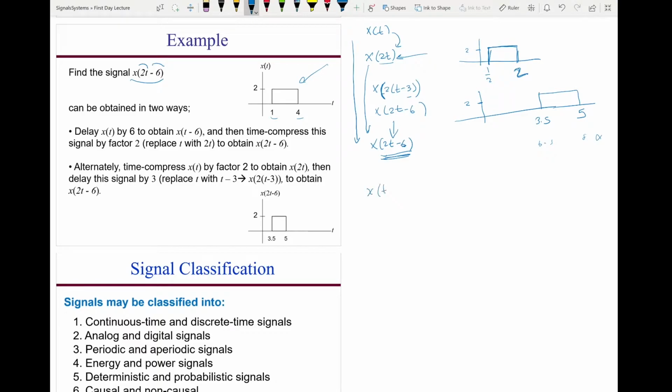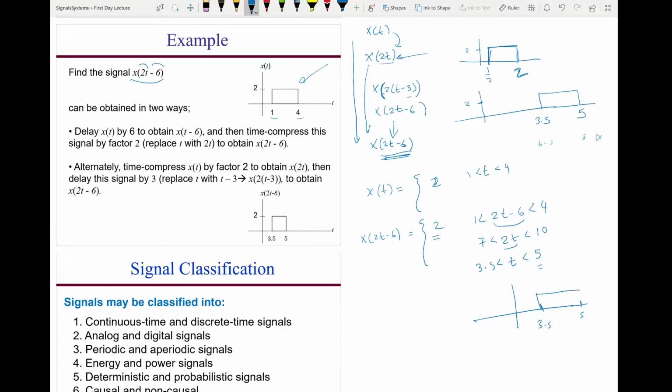Now, one other way to solve it is just to write the definition here. We said x of t equals 2, for t from 1 to 4. Now, if I want to find x of 2t minus 6, wherever I see t, I replace it by 2t minus 6. So this is just a constant, and here 2t minus 6, 4. I need this to be t. So I will add 6 to every side. So that would be 2t, and this will be 10, and this will be 7. Again, I divide by 2. This will be t, this will be 5, and this will be 3.5. And if you plot it, it is from 3.5 to 5, and it's equal to 2. That's exactly the same as this one.